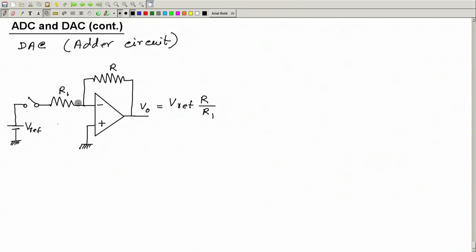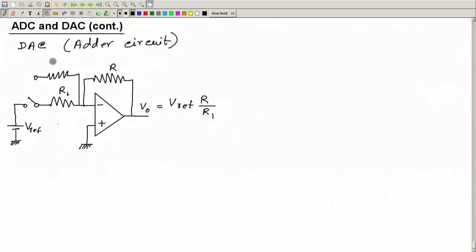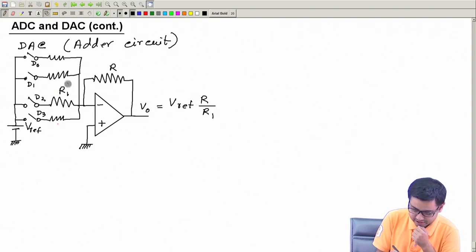So, this is the output for a normal inverting amplifier, but now we will modify this. We will connect many inputs. This is another input, then we can have another input, and if you want, one more, or as many as you want. Now you can connect these inputs to this Vref via switches. Let me call these switches D0, D1, D2 and D3, and call the resistances R0, R1, R2 and R3.